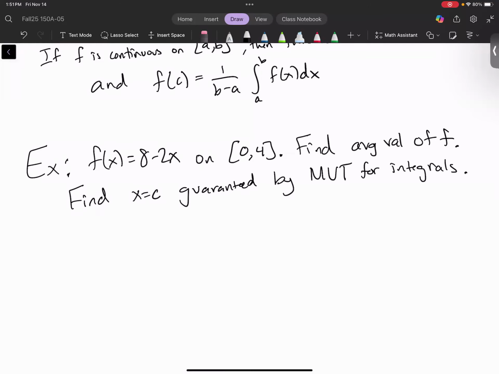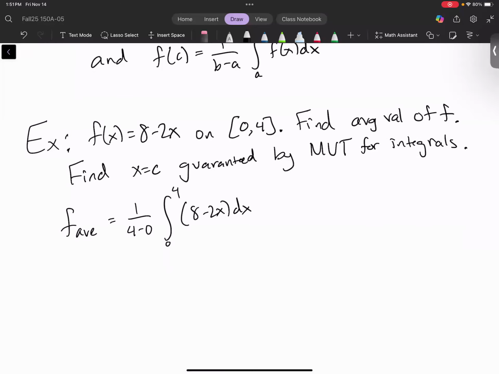So let's do it. First of all, let's get the actual integral here. Sometimes we abbreviate it FAVE, f average value. So that's going to be 1 over 4 minus 0, integral 0 to 4, 8 minus 2x dx. We've got to get the integral.